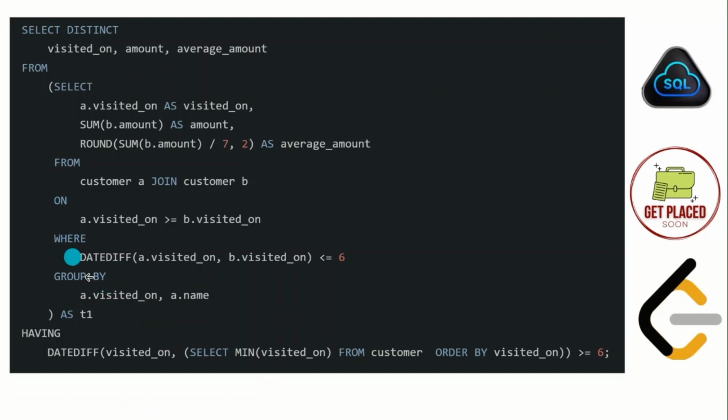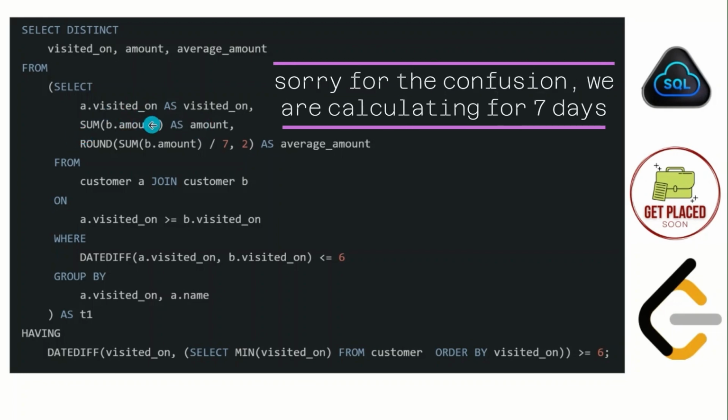Okay. Now that we have all the data for the 7 particular days and we have already grouped by, now we are just calculating the amount and the average amount. So in the output, the a dot visited on column, which has the date, won't be changed. In the amount, how are we calculating? We are calculating the sum of b dot amount. Because this is an inner query, we are not calculating all the 7 days. We are only calculating the 6 days. That's why sum of b dot amount. B is nothing but the 6 days, not the current day.